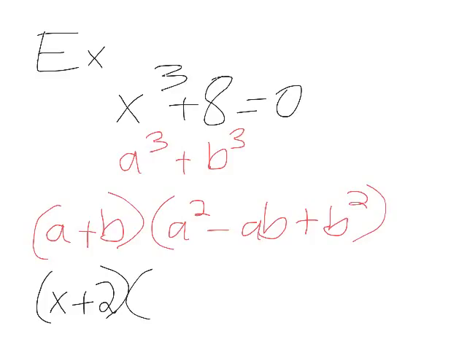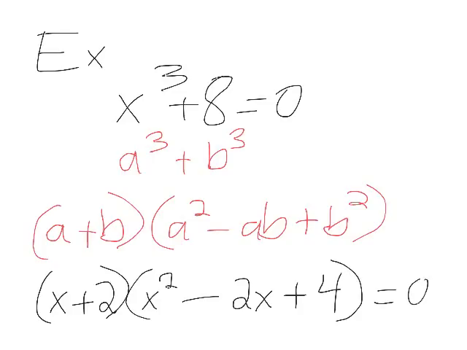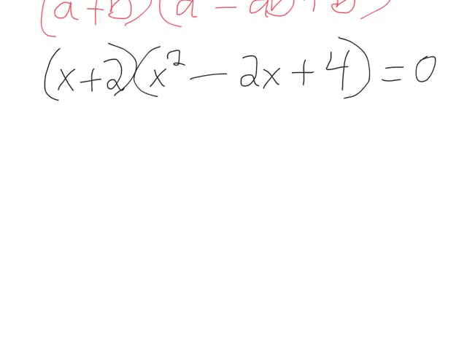All right, and then we just use the little binomial we just created, so a squared would be x squared, opposite sign, product, 2 times x, plus square of the last, which is 2 squared, that's 4, okay? This is still set equal to 0. Now that I've got that factored, I have to set my factors equal to 0 and solve.